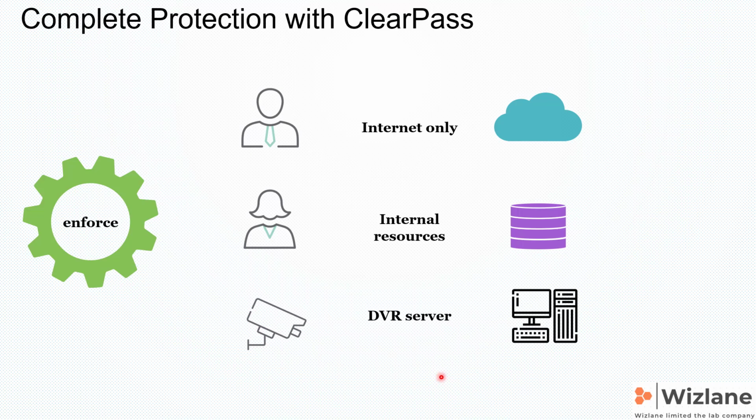For example, maybe this is only guest. They would like to only be allowed to go to the internet. Someone who is basically an employee, I will allow them to go to internal resources, have full access to my network, and also we will continue to monitor that. And CCTV, I'm allowing them to go to the DVR recorder.